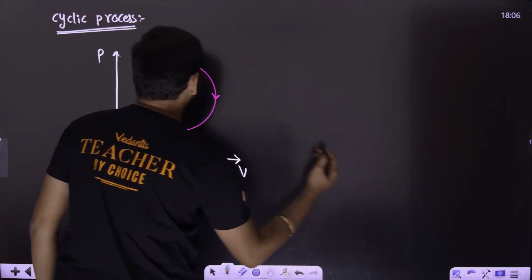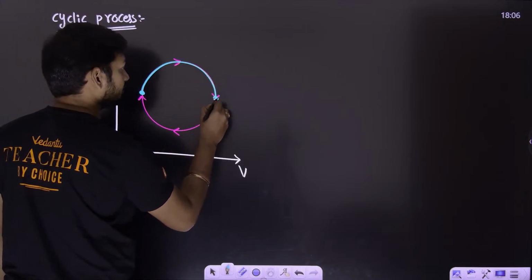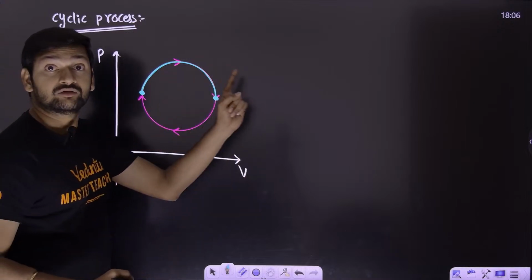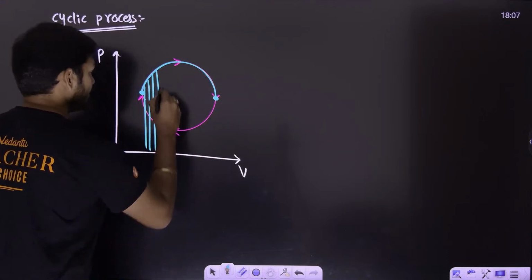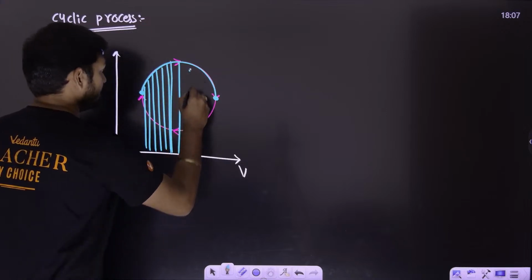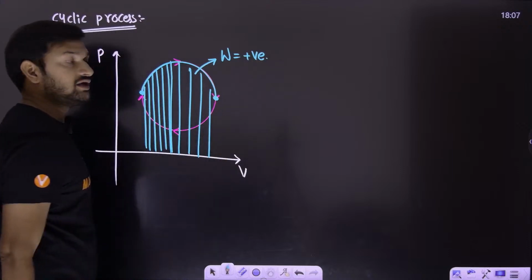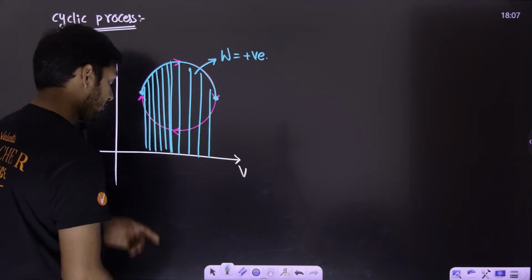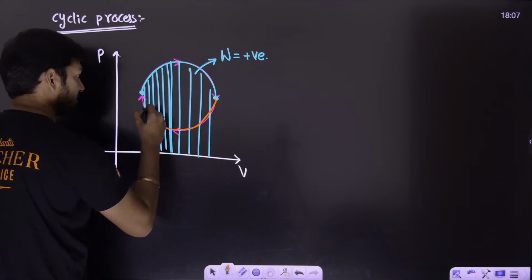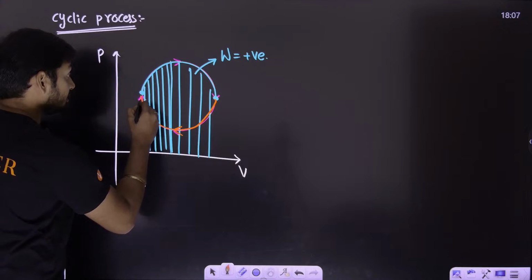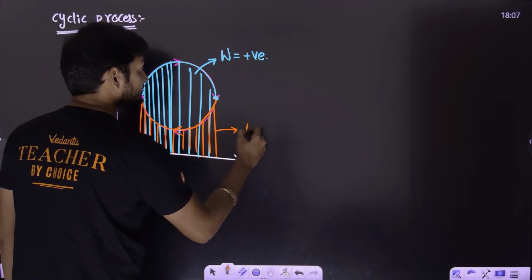For example, if you look from this point to this point, in this entire movement, what is happening to the volume? Volume is increasing. As the volume is increasing, for that section you can say this is the area, and this area is positive. Now let me talk about this one, from here to here. What is happening? The volume is decreasing. So when I talk about the area, I get this as the area between the curve and the v-axis. This is the area.